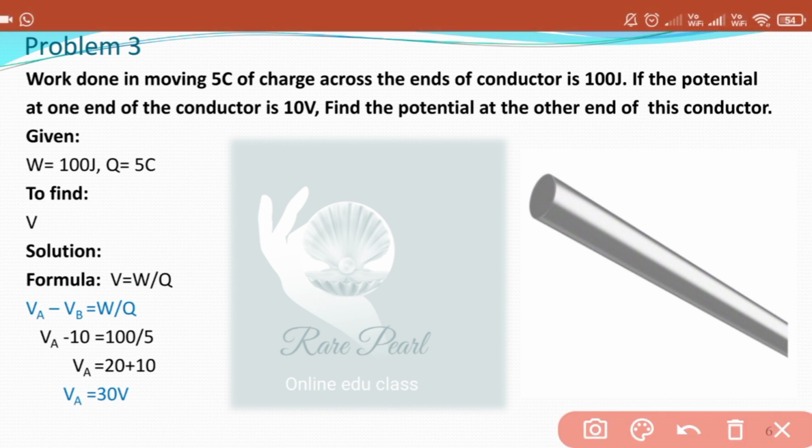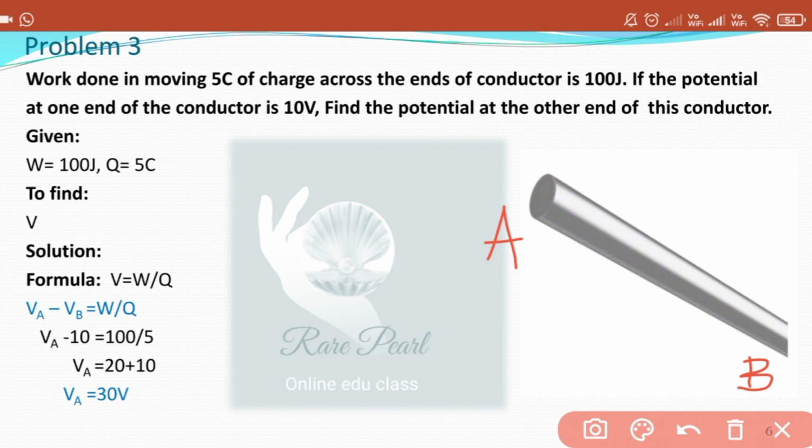Third problem. Work done in moving 5 coulomb of charge across the ends of a conductor is 100 joule. If the potential at one end of the conductor is 10 volt, find the potential at the other end of this conductor. Say, this is the end B and this is the end A.